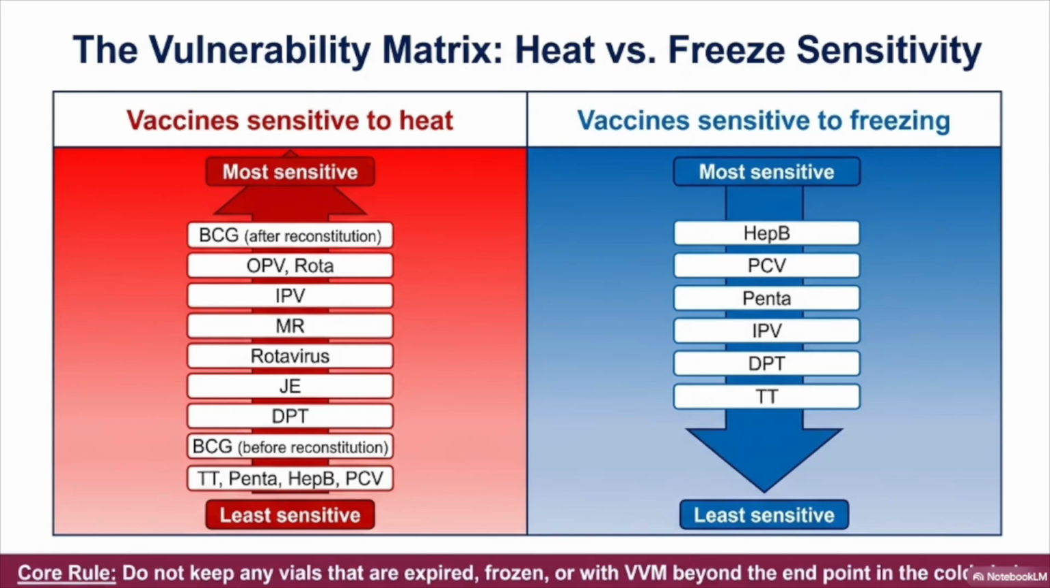On the freeze sensitive side, Hepatitis B is most sensitive, followed by PCV, Penta, IPV, DPT, and TT, which is least sensitive to freezing. The core rule here is simple: do not keep any vials that are expired, frozen, or with a vaccine vial monitor beyond its end point in the cold chain.